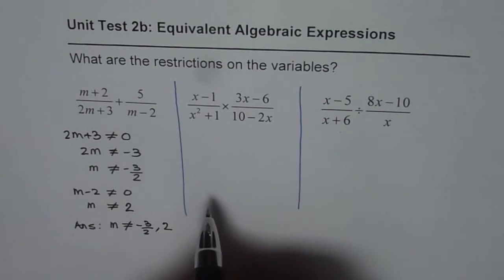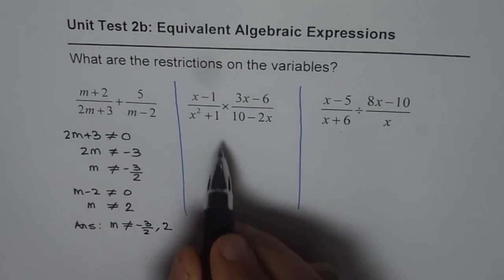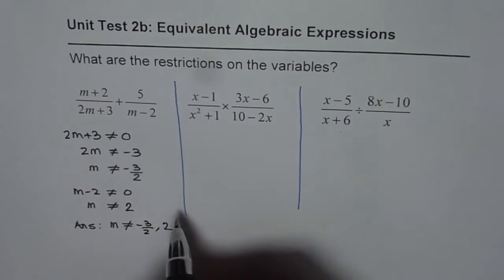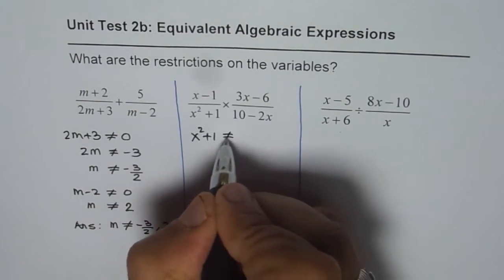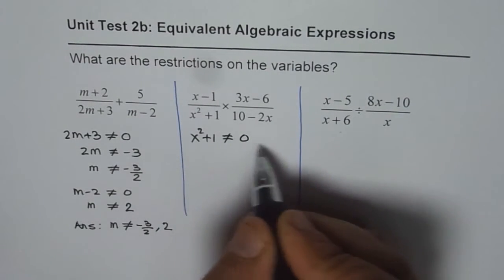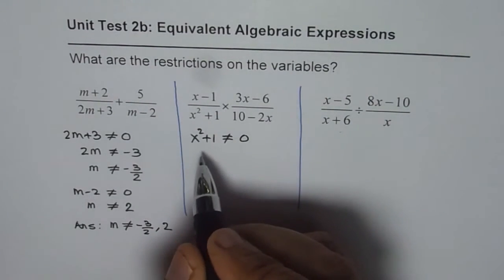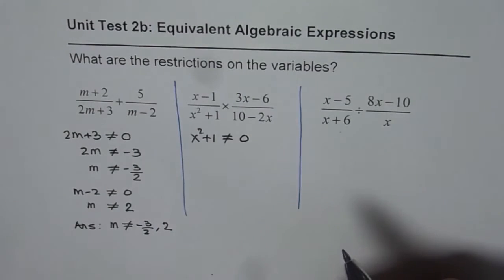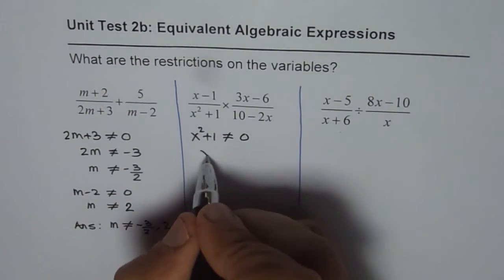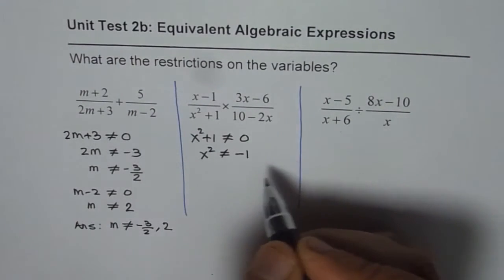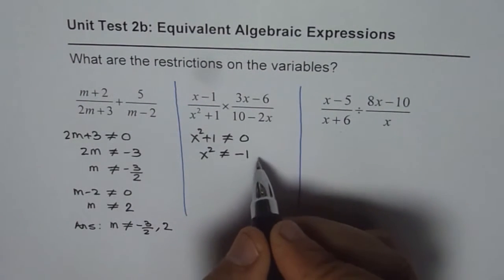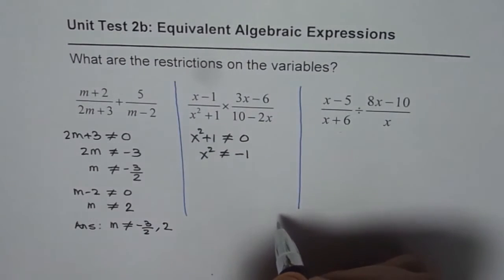When you multiply, even then, you have to check for denominators. They should not be 0, right? Now, x squared plus 1 should not be equal to 0, which will never be 0, right? So, x squared is always positive, and x squared should not be equal to negative 1. Well, that is not possible. x squared is always positive. So no restrictions from the first term.